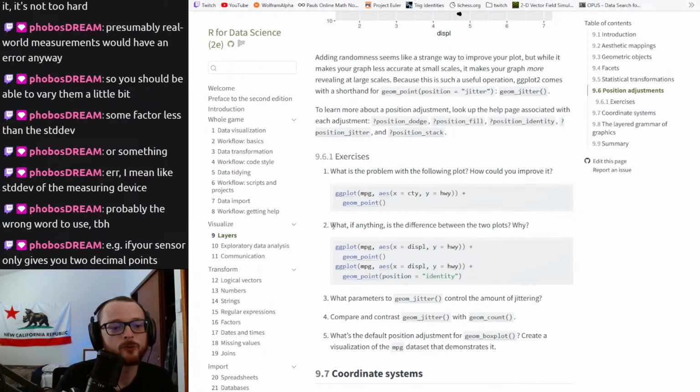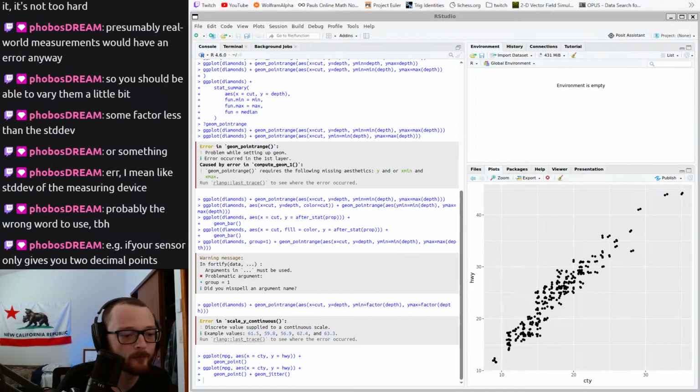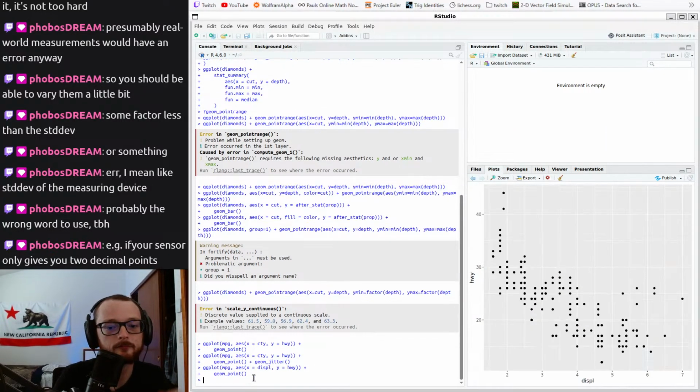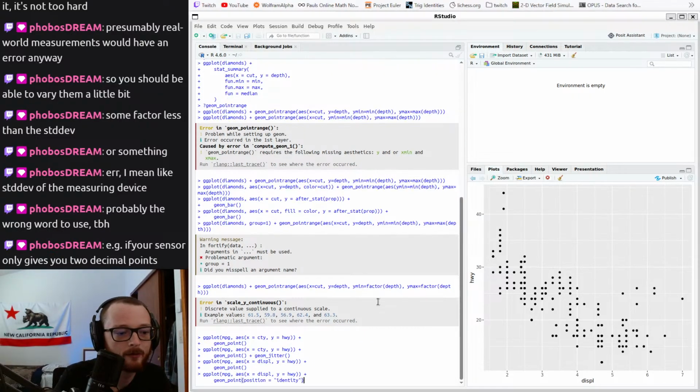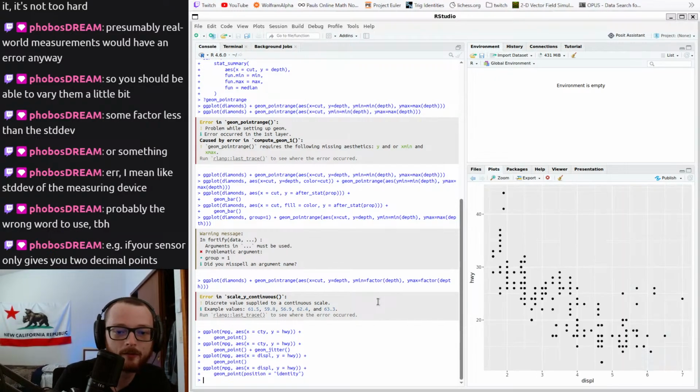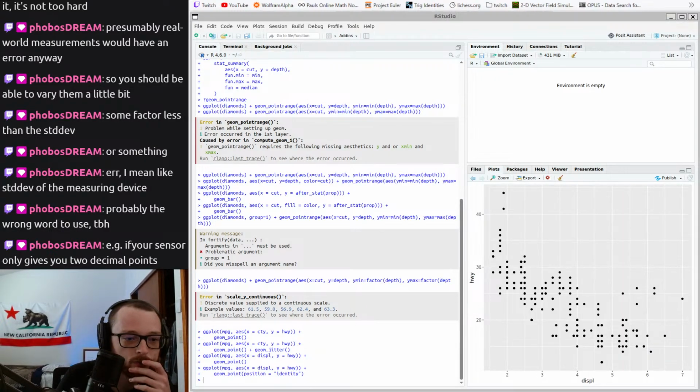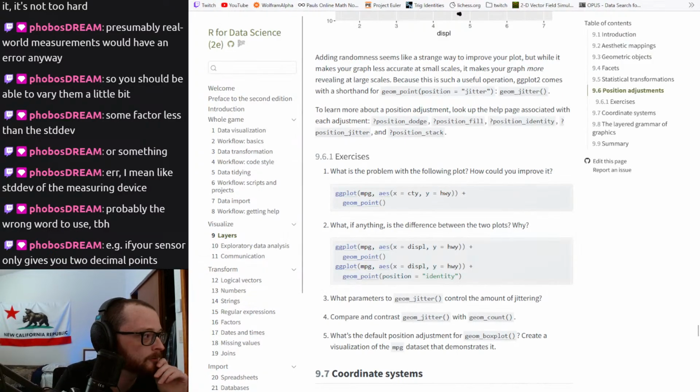What, if anything, is the difference between these two plots? All we're doing is adjusting... Oh, there shouldn't be a difference, because doesn't geom point default to identity? Let's find out. And that's that. And that's the same thing, because geom point, I think, defaults to identity.